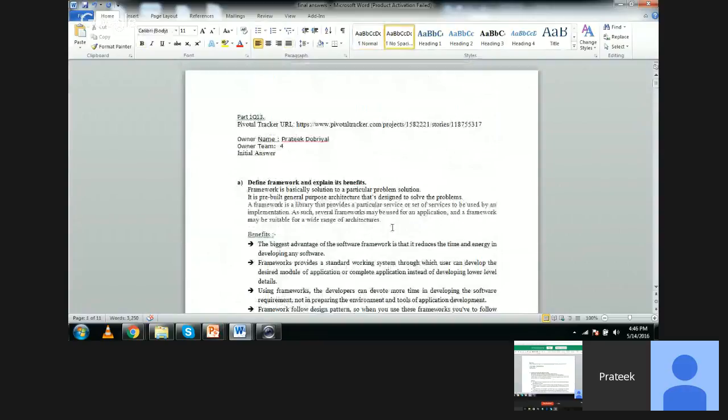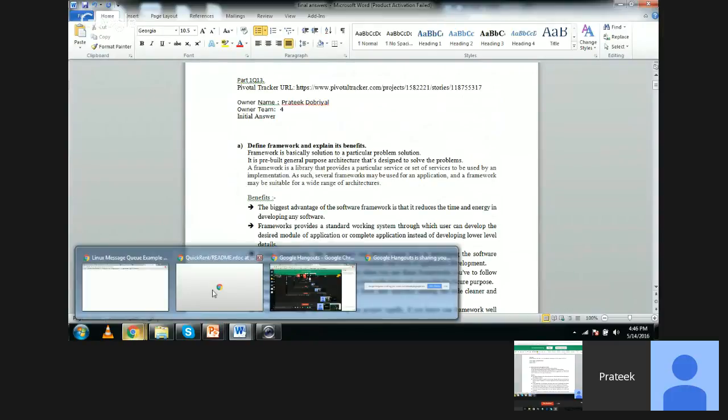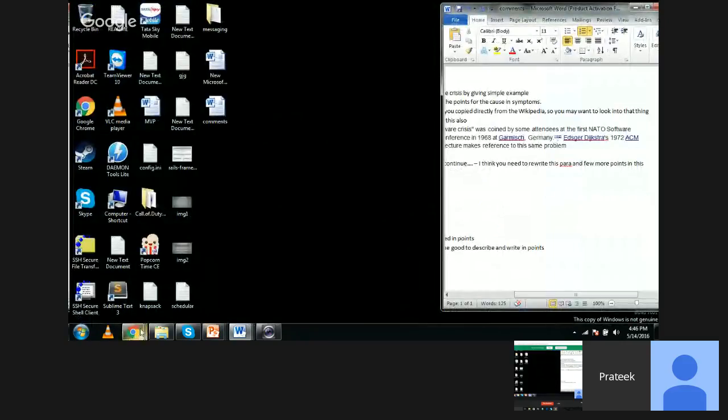So the first part. Okay, so I have to explain framework and its benefits. Okay. Firstly, Pratik, I guess in this your B and F parts are missing. Say again? B and F parts are missing. Which one? How does a framework differ from a toolkit? I can't find this anywhere. I mean, after A, you can see your B part is missing.